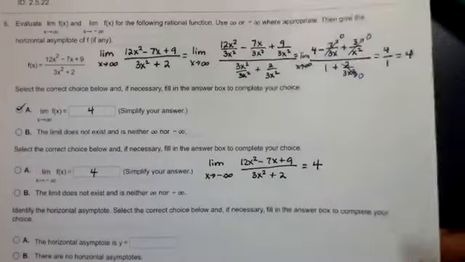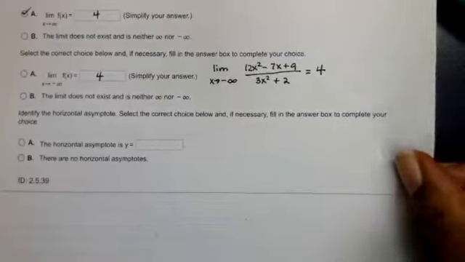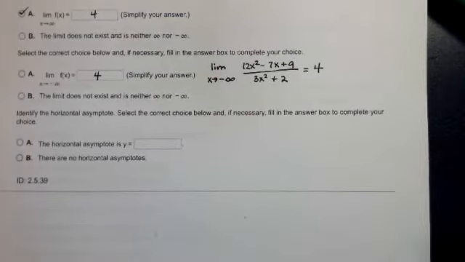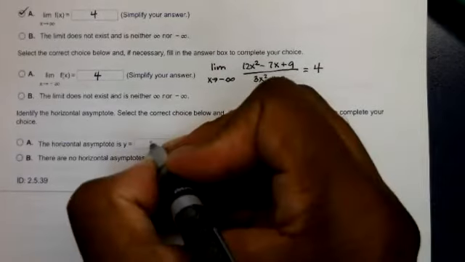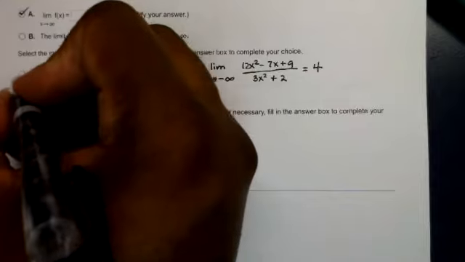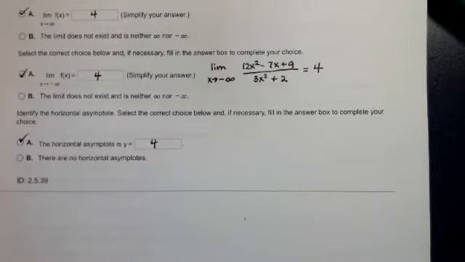Okay, so in this case, we can say that the horizontal asymptote will have to be 4. Because as we let x approach infinity, the function would be getting closer and closer to 4. And as x approaches negative infinity, the limit of that function would get closer and closer to 4. So that means that the horizontal asymptote would be y is equal to 4.